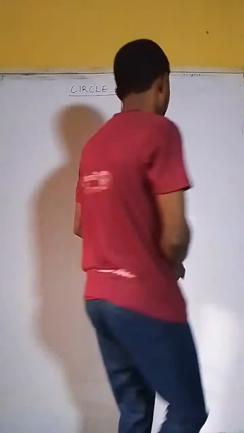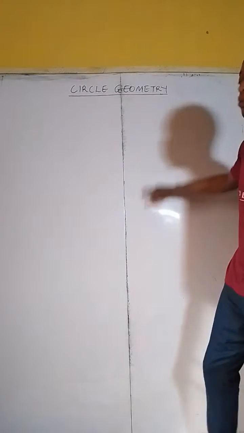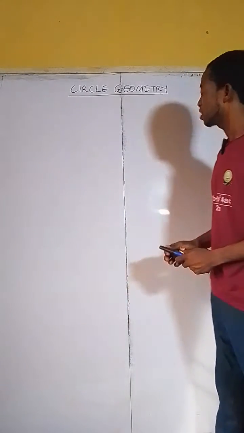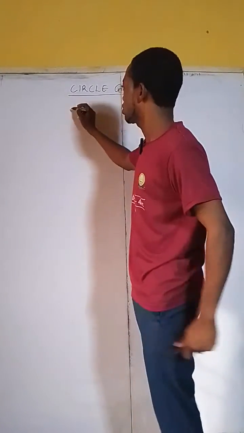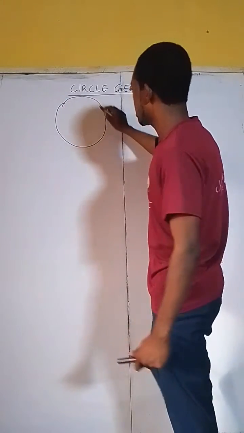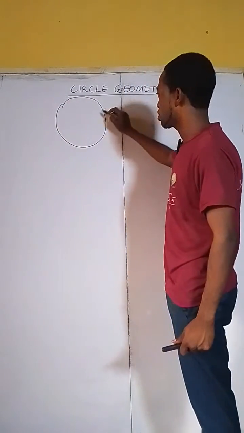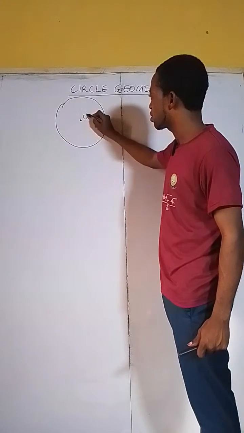Master T Math class. And in this live class, we want to look at this topic on circle geometry. Now we need to understand first some parts of the circle. When we have a circle, the distance around the circle here is what they call circumference. And here we have the center of the circle.